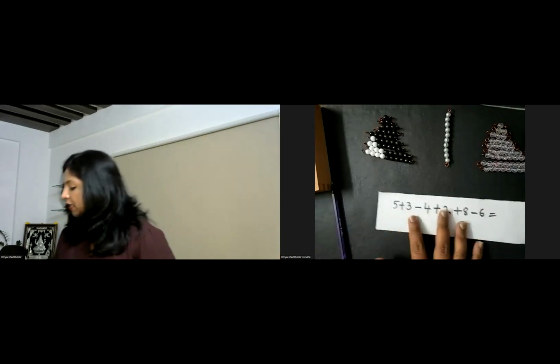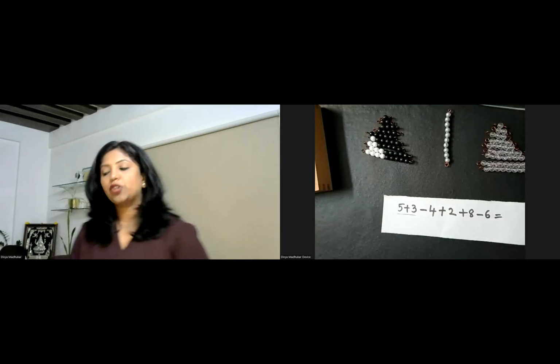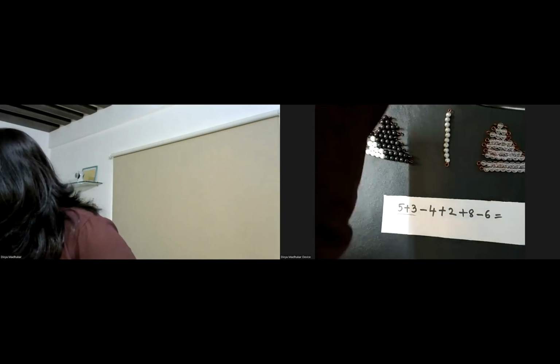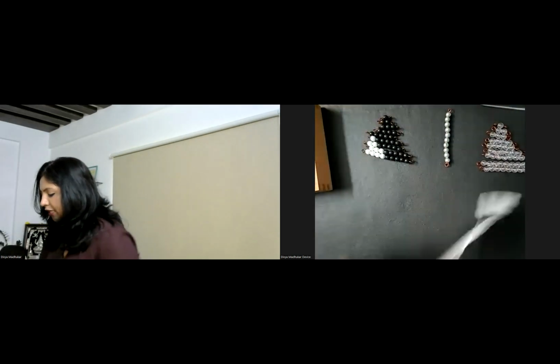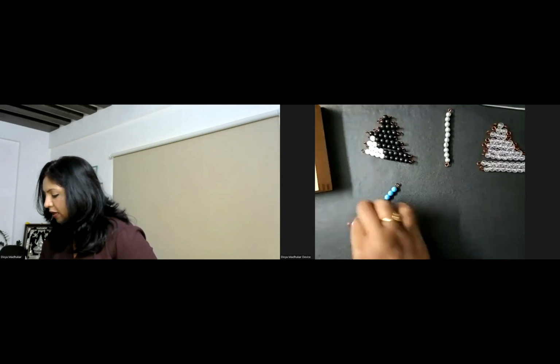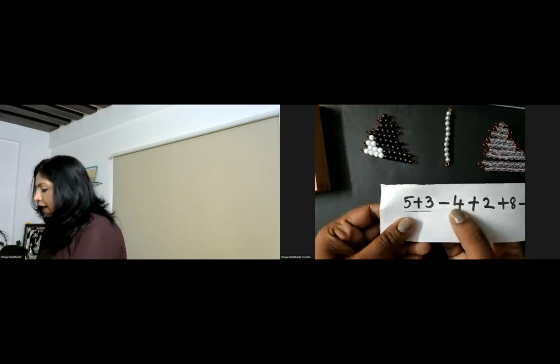Okay, so let's first start with these two numbers. So what is 5 plus 3? So what should I do? I have to construct my snake, correct? So this is my problem statement. So I take my 5 plus 3. This is 5 plus 3. Then what do I have?